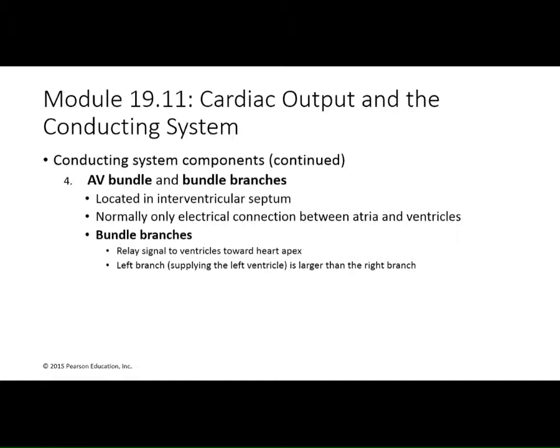When the AV node receives the signal from the SA node, the AV node is stimulated and it fires. That signal is going to start traveling down the AV bundle. The AV bundle then turns into the bundle branches. The bundle branches go through the interventricular septum, and they bring that signal down to the heart's apex and bring it around. Now, the left branch is larger than the right branch. That makes sense because the left ventricle is a larger muscle mass and so requires more innervation.